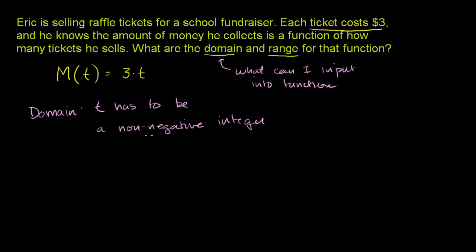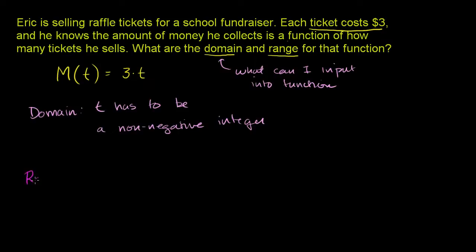Non-negative, instead of saying positive, because it could be 0. He might literally sell no tickets. He can't sell a -1 ticket or -2. So it's anything that's non-negative, and it has to be an integer. He can't sell half of a ticket. So that's our domain. And let's think about what our range is.